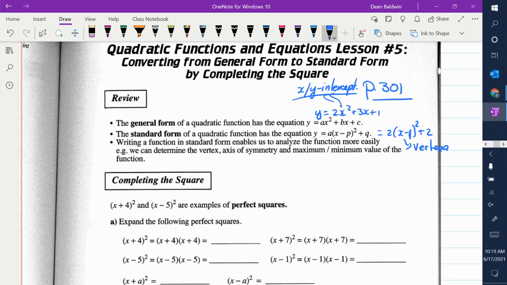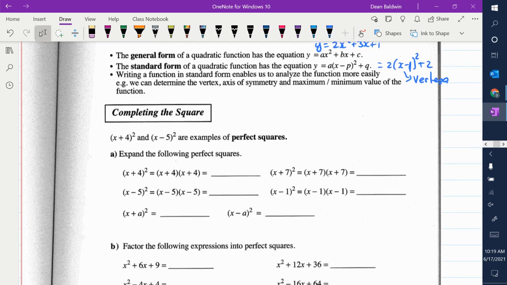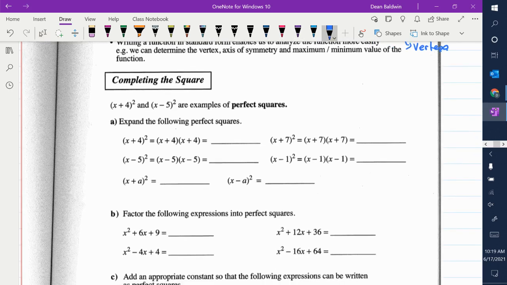So let's look at what are called perfect squares for a sec here. (x plus 4) squared is x plus 4 times x plus 4. If you multiply that out, you get x squared plus 8x plus 16. And we'll do (x minus 5) all squared right here. If you multiply that out, you get x squared minus 10x plus 25.